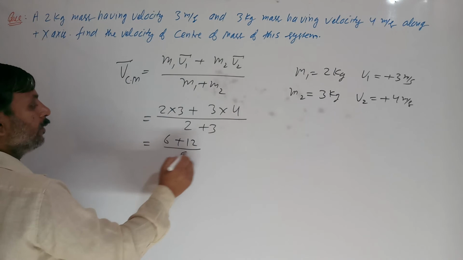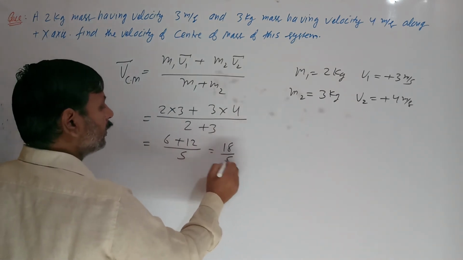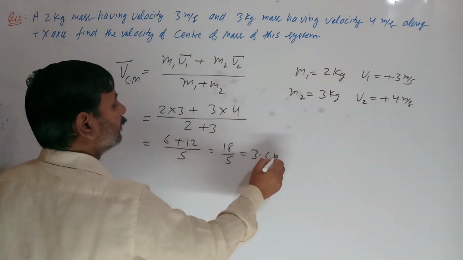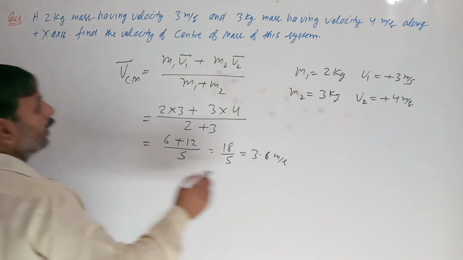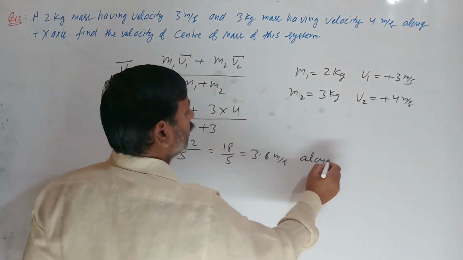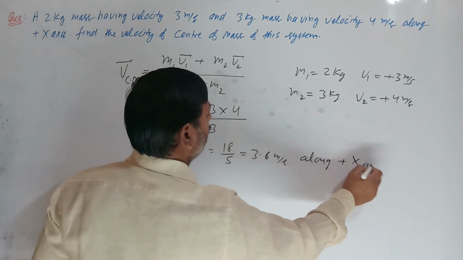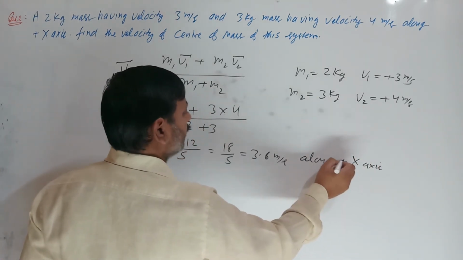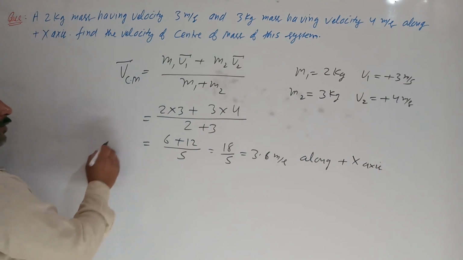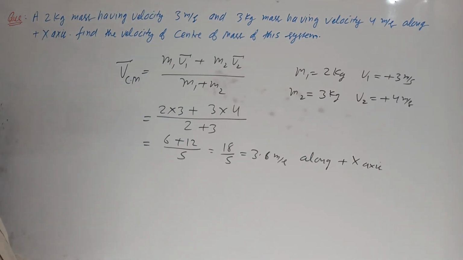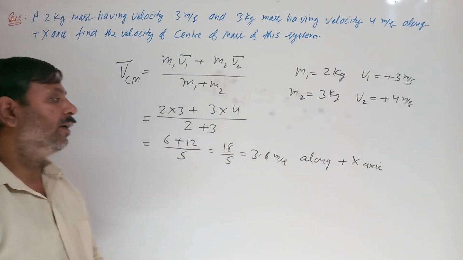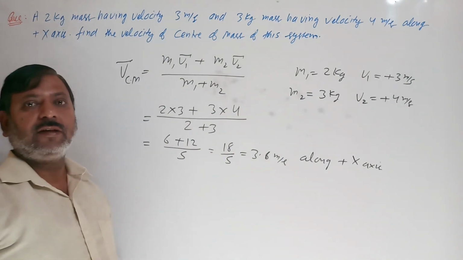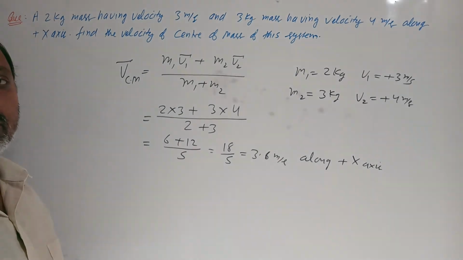6, 12. So this will also be along the positive direction of the x-axis. The velocity of center of mass of this system will be 3.6 meter per second along the positive direction of the x-axis.